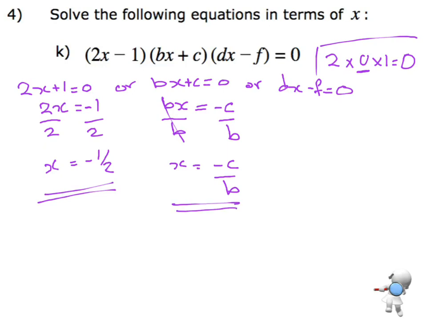Do the same thing with this last one. Leave the dx on the left, take the minus f to the other side, and it becomes positive f. I want to get x by itself. I'm trying to solve for x, so I want to get rid of the d. So divide both sides by d, and that gives me x equals f over d. And there are my 3 solutions to this equation.